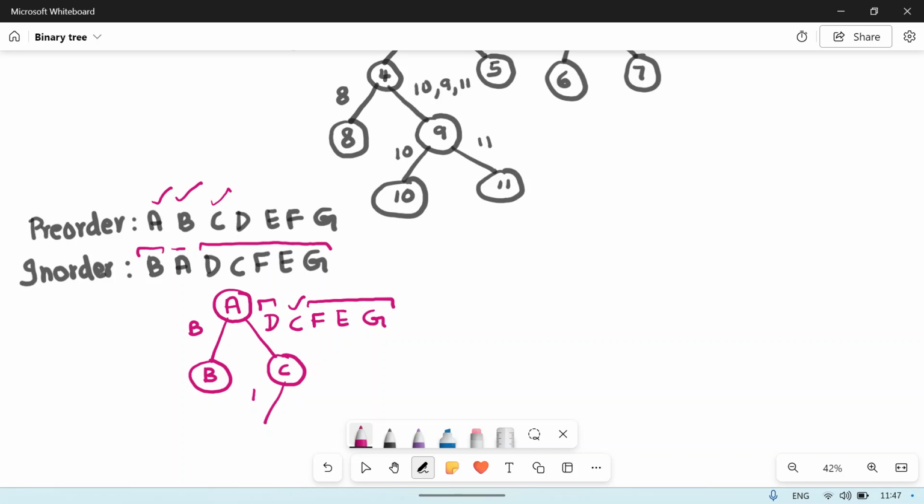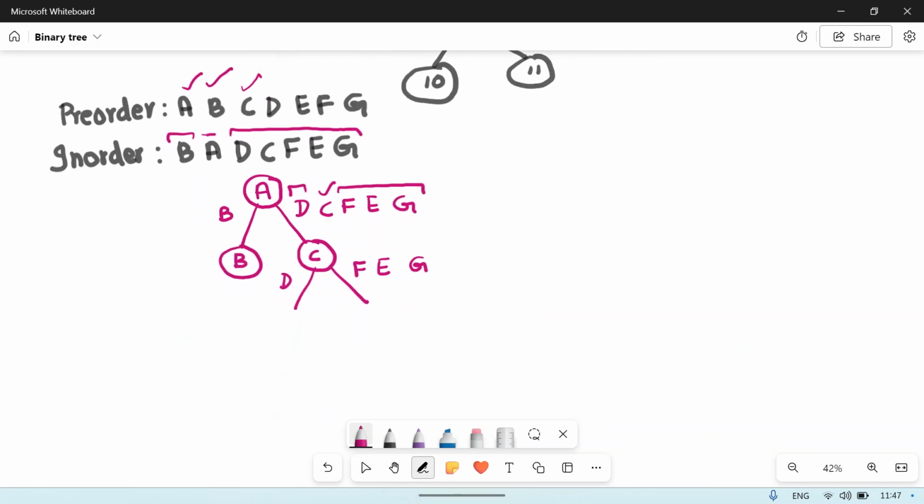So D will come to the left and here F, E, and G. Directly D will come here and to the other side you will have F, E, and G. D is already included in the pre-order, so I will not include it in the tree. Next is E. So E becomes the root.